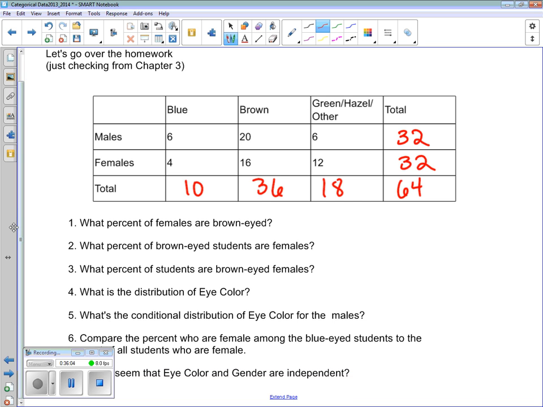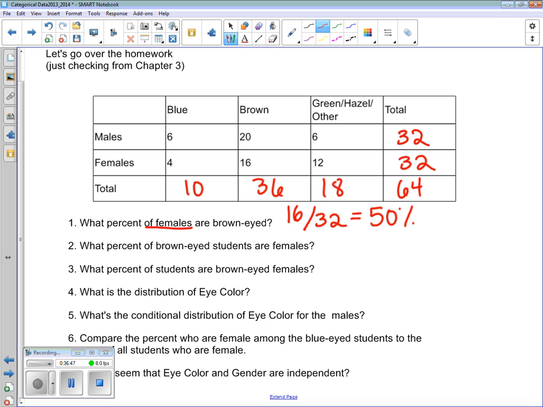So what percent of females are brown-eyed? Whenever I ask this kind of question, I want you to not only tell me the percent, but show me how you got it. What divided by what? I'm looking for the work involved. So I'm looking at what percent of females. That tells me what I divide by, so I'm going to be dividing by 32. And what percent of females are brown-eyed? How many of them are brown? Of the females it is 16, right? And so what percent is that? 50%. Okay, so that should be your answer to the first one.